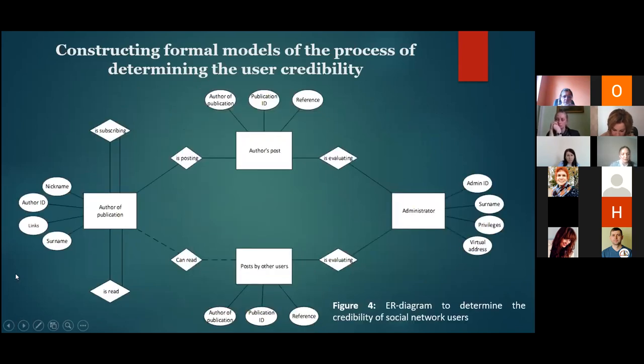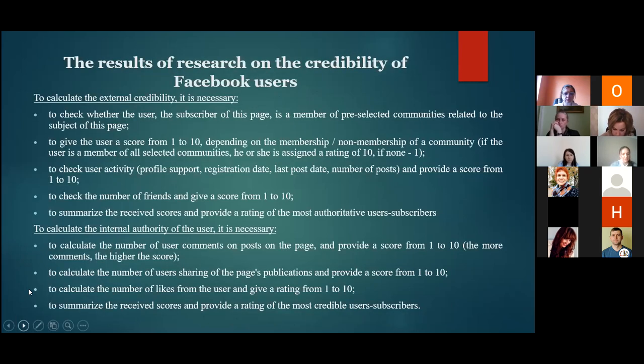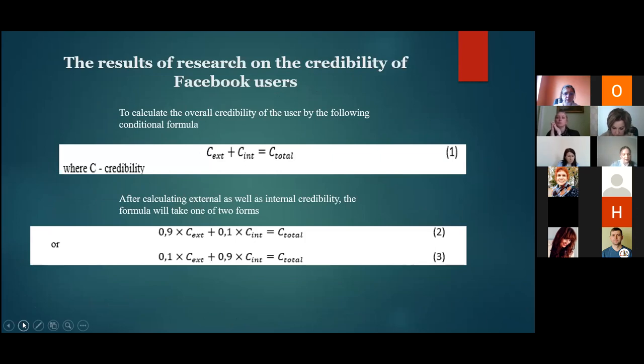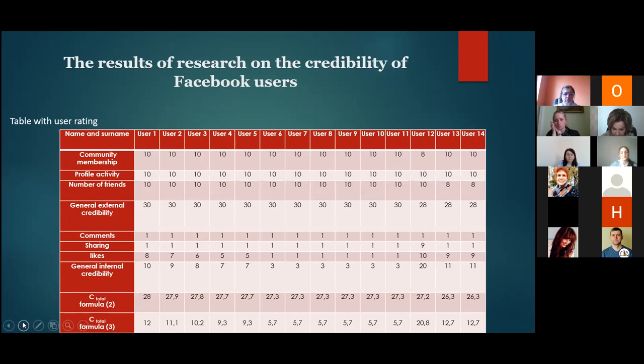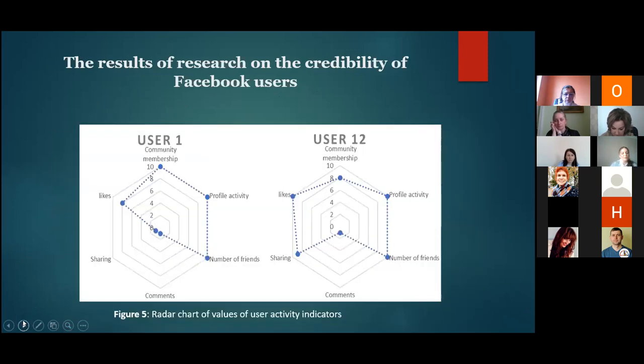This is a diagram in the notation of Peter Chen. So entities are displayed in the form of rectangles, connections in the form of diamonds. The overall credibility of the user is calculated by the following conditional formula. A table in Excel with scores, which can be edited arbitrarily, was provided. And a comparison of the two most reputable users according to both formulas is shown.